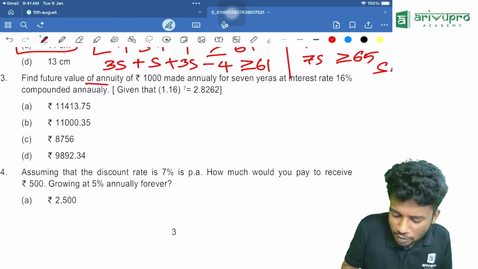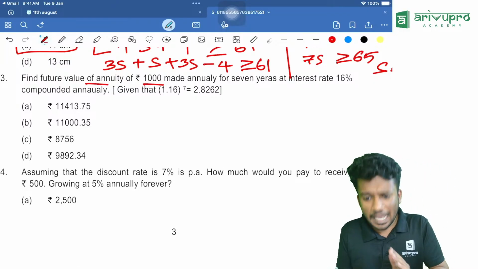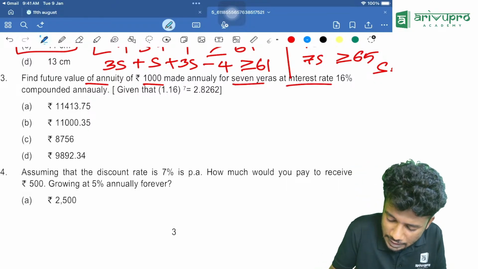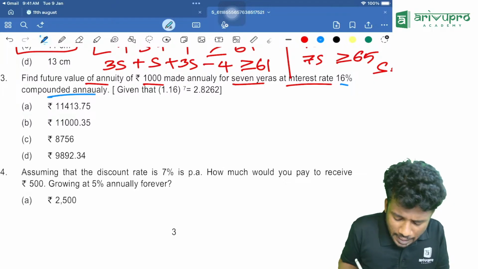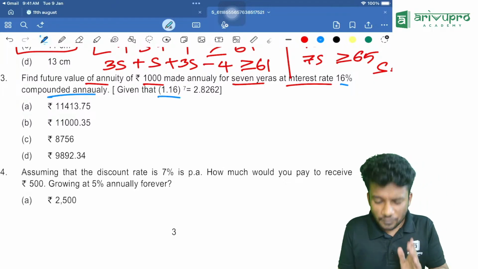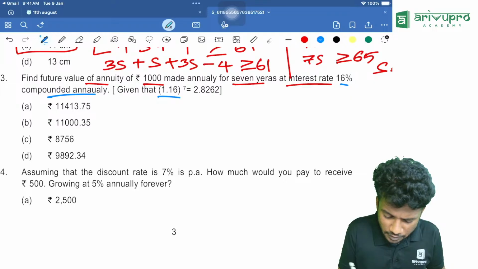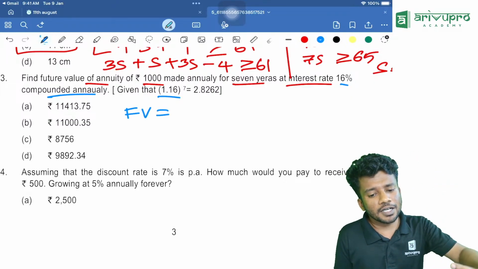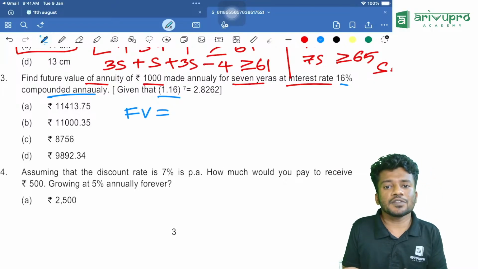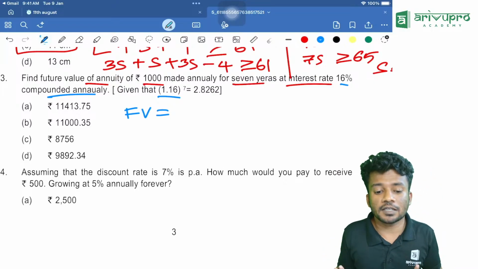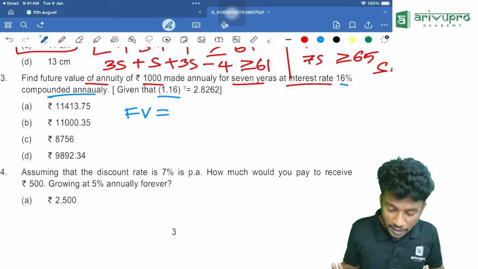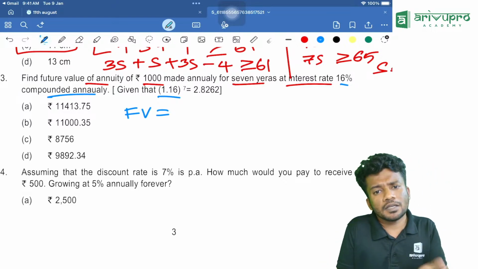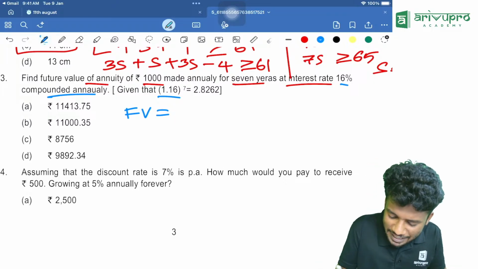Find the future value of an annuity of 1000 made annually for 7 years at an interest rate of 16% compounded annually. Everything is given, so what are they asking for? They are asking for the future value. Now people, will you find the future value of an annuity regular or the future value of an annuity due? You tell me, what are we going to find? Future value of annuity regular. Nothing is mentioned, so we will find annuity regular.